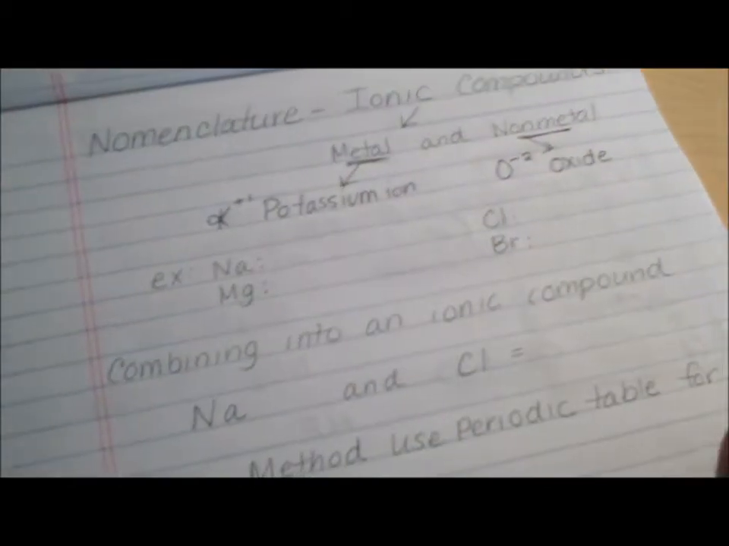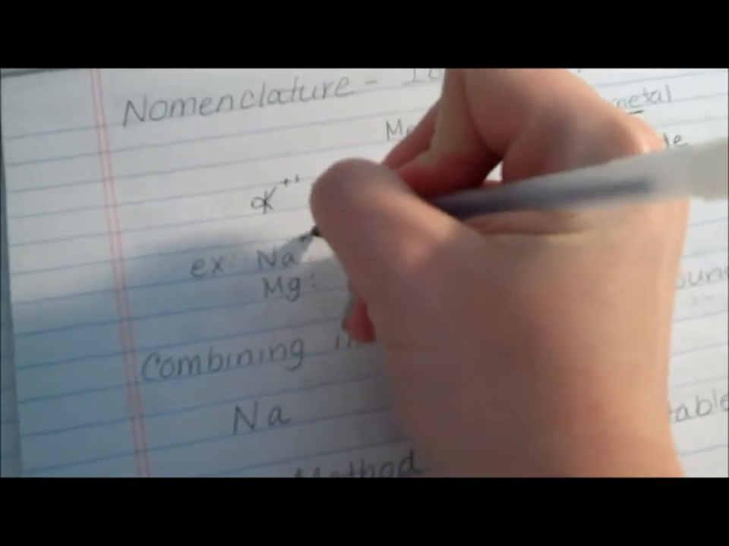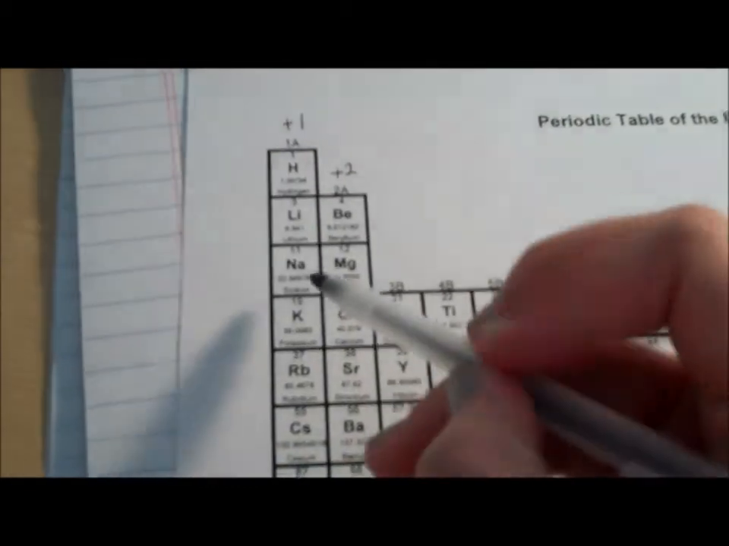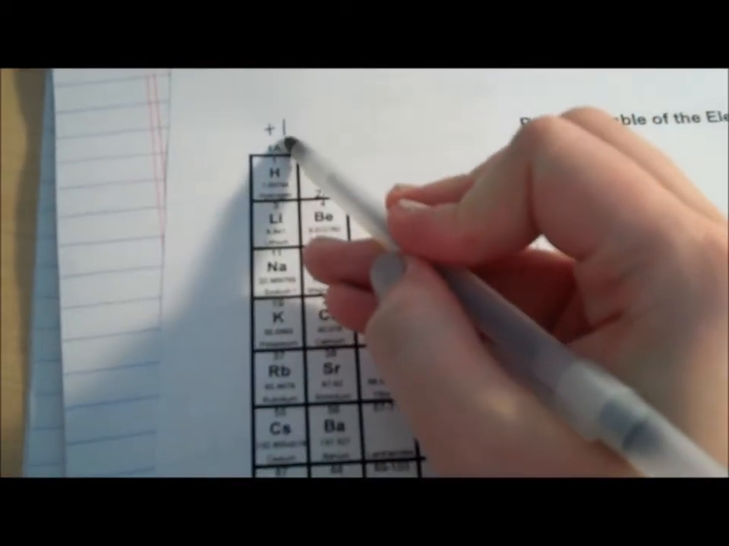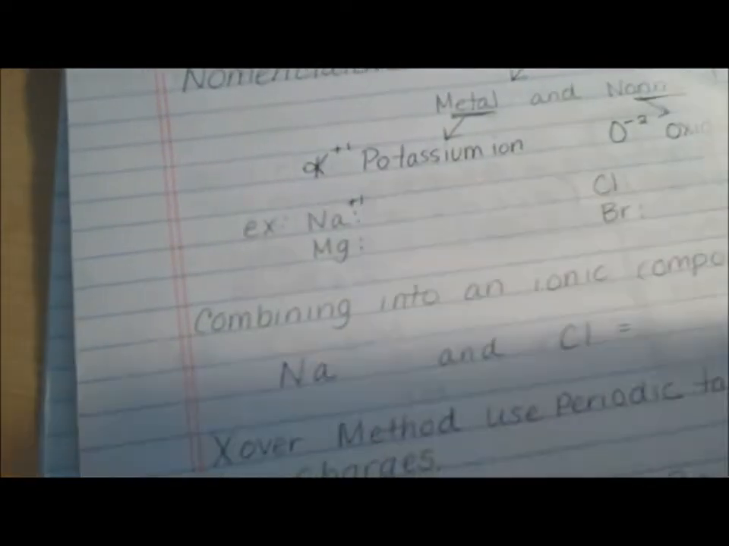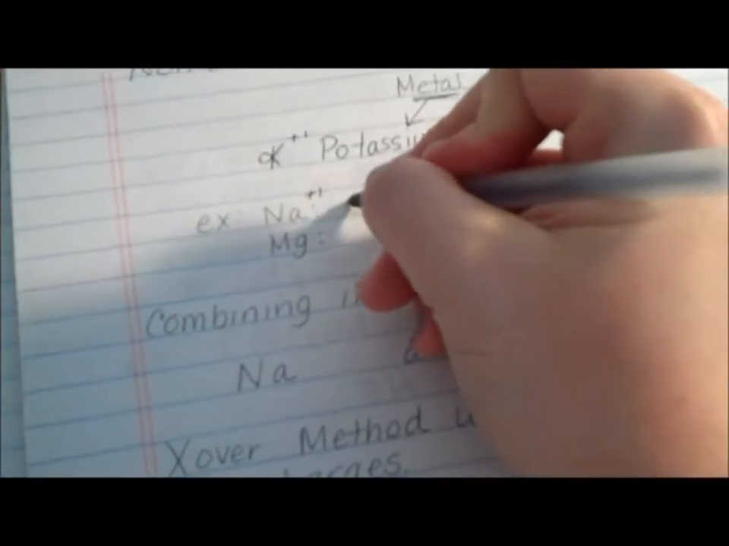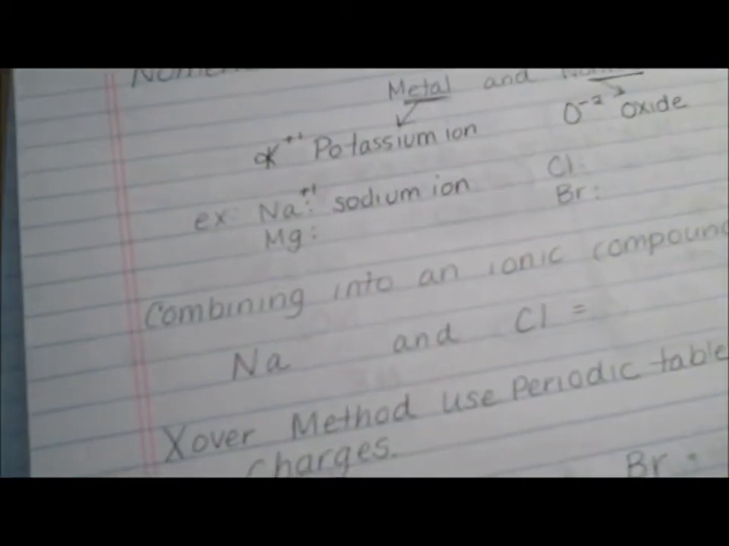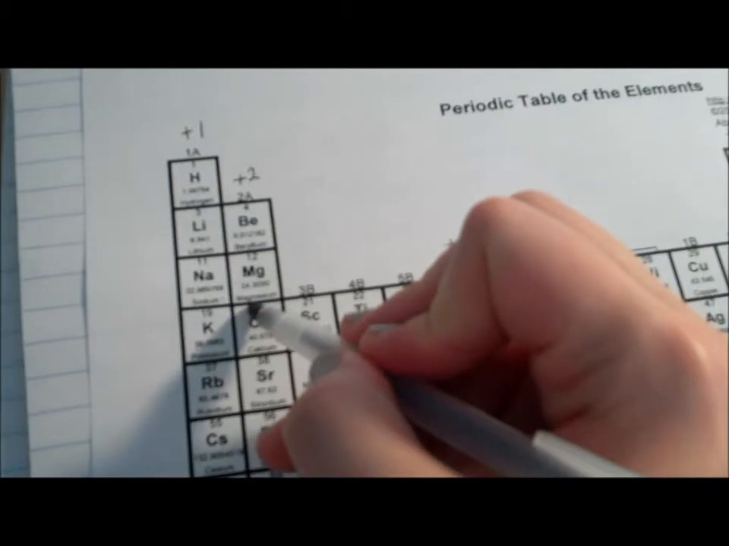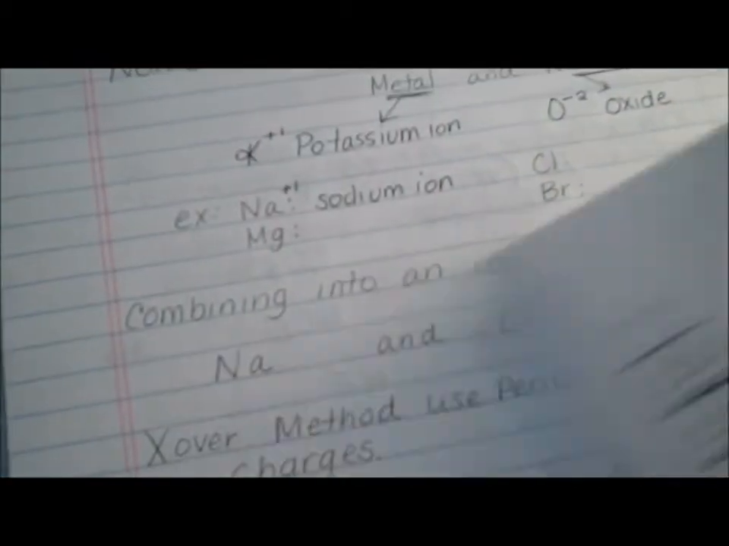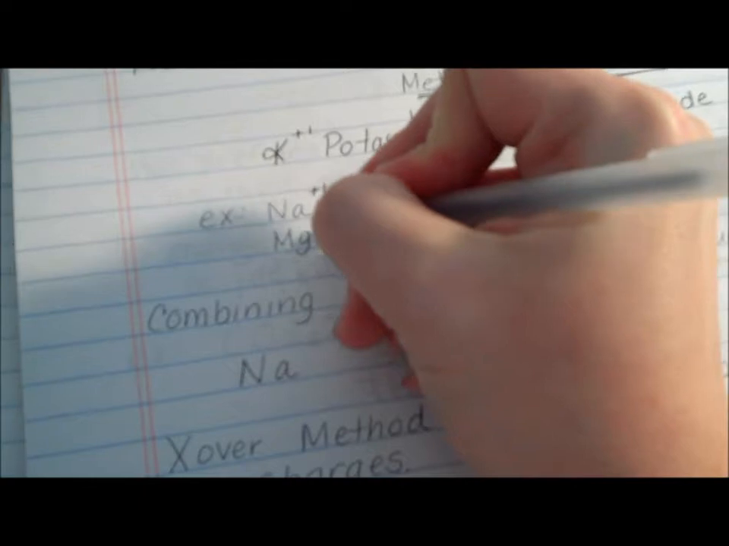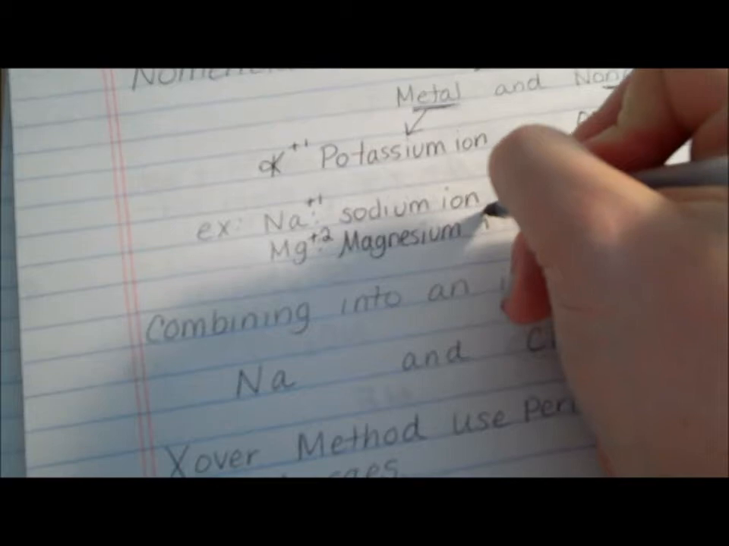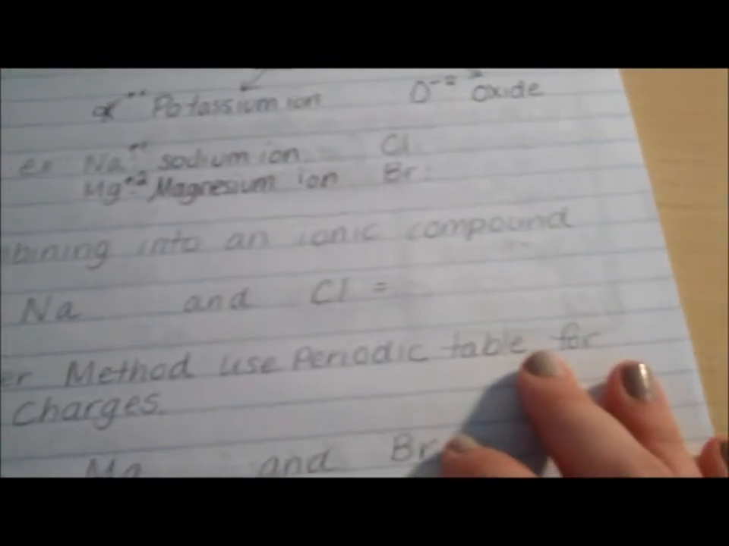So let's try a few examples. We have Na +1. How did I get the +1? I'm going to come back to my periodic table, find Na, go up, and take a look at its charge. It is a +1. So to name it, we're going to say sodium ion. Now, Mg is a metal too. We're going to locate it, and it has a +2 charge. So we're going to go Mg +2, and it's going to be magnesium ion. So it's not too tricky when we're looking at our metals.